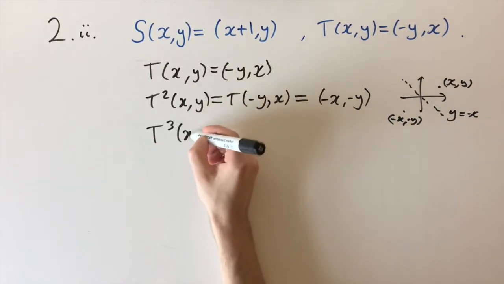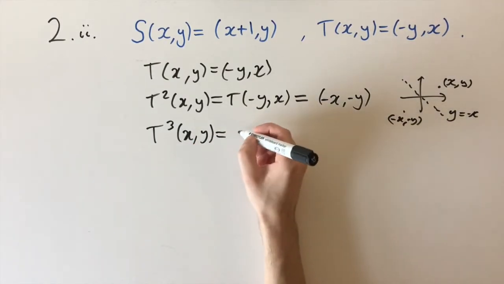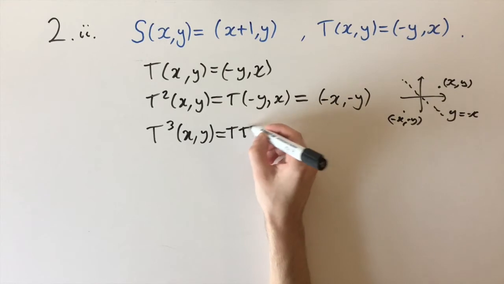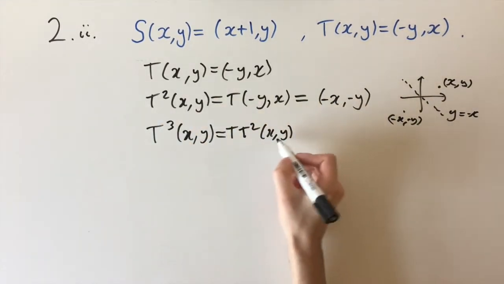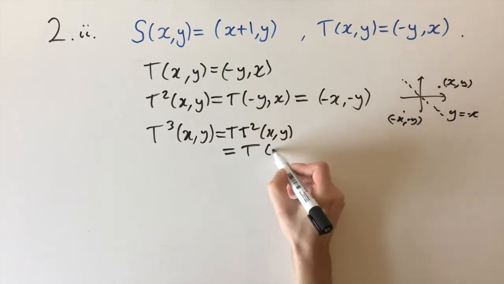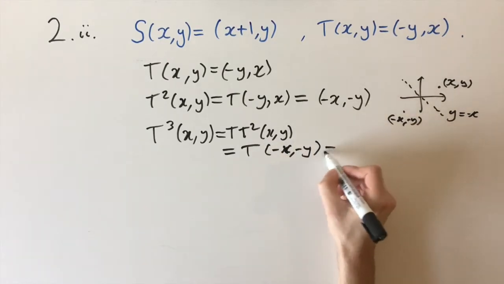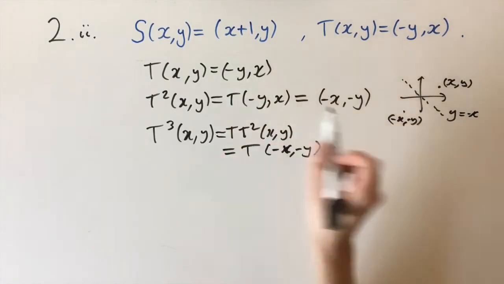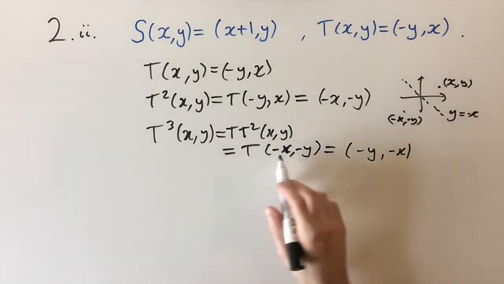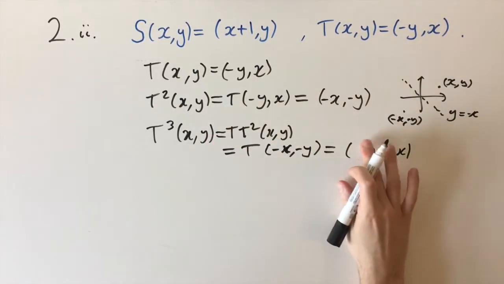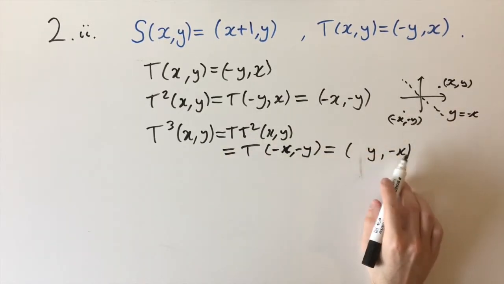T cubed of xy. So it's t times t squared. So let's just write that, t squared of xy. We've just worked out what t squared is. So this is t of minus x minus y. And then we need to apply t one more time to this. So remember the rule. Swap the coordinates. We have minus y minus x. And then apply minus to the first slot. So we essentially remove this minus sign. So t cubed is y minus x.